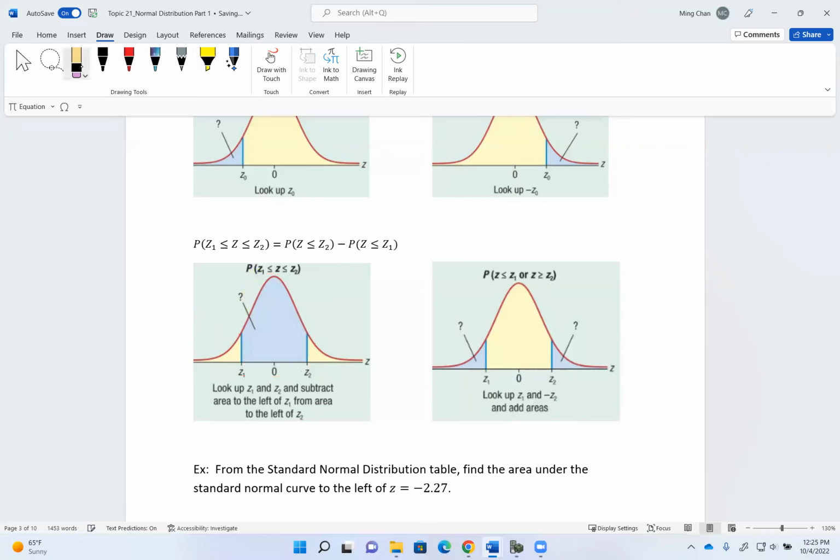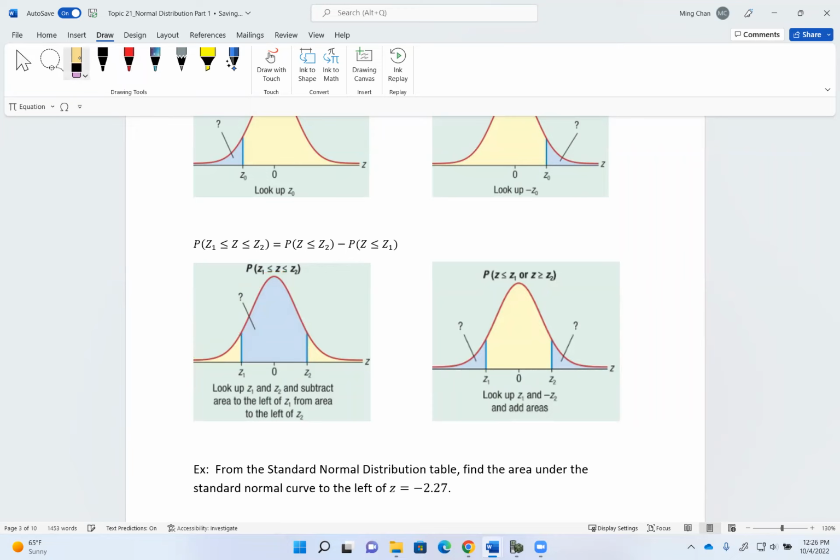Think about it: the area to the left of the bigger z-score covers more area. Subtract the area to the left of the smaller z-score. The bigger z-score covers all this area, and the smaller z-score covers this little bit of area. So the overlap right here is what we subtract, and therefore that leaves me the area in the middle.